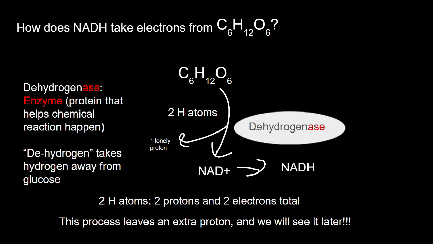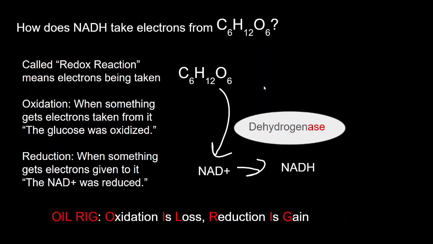So every time you see dehydrogenase at work and how it gives electrons from glucose to NAD plus, I want you to remember that there's actually one little proton that's going to be released because of that. This overall reaction where glucose is getting electrons taken away from it is called a redox reaction. And there are two terms that I want you to know. Oxidation is when something gets electrons taken from it. An example would be our glucose is getting oxidized. Reduction is when something gets electrons given to it. So our NAD plus was reduced.